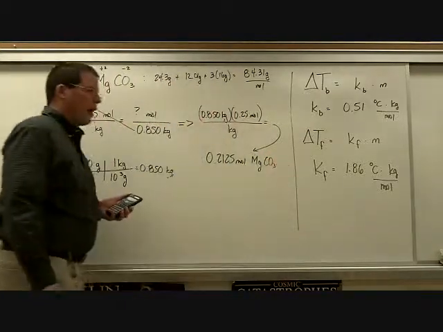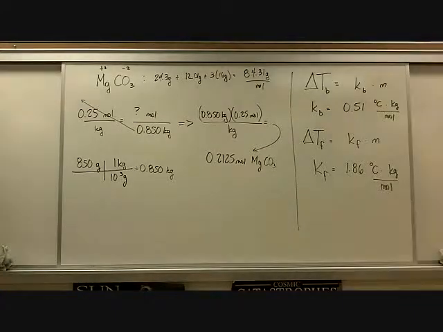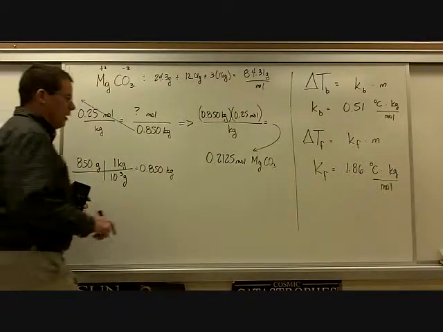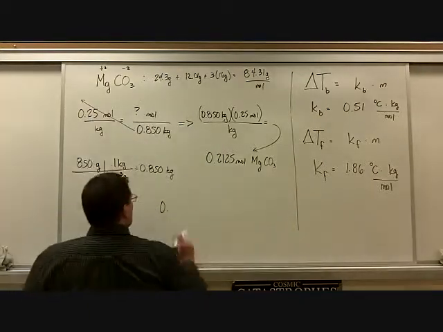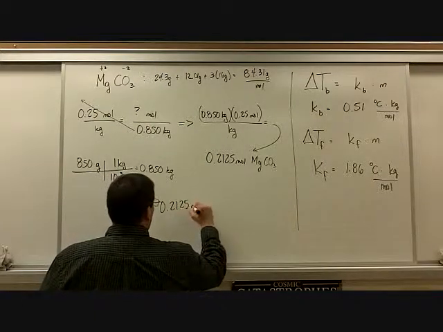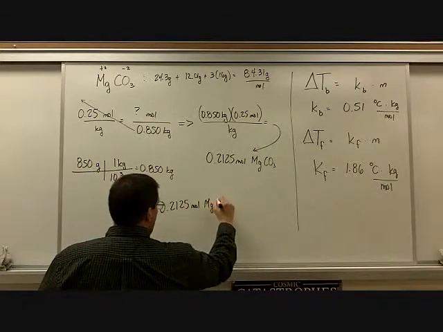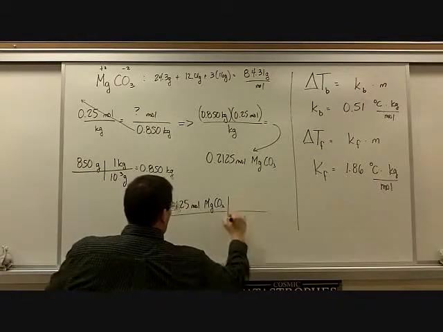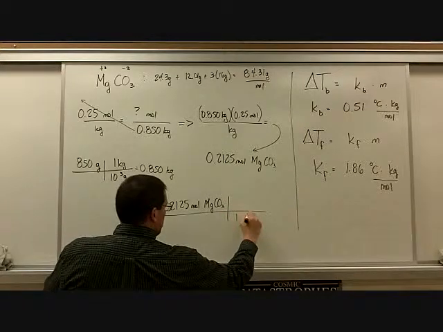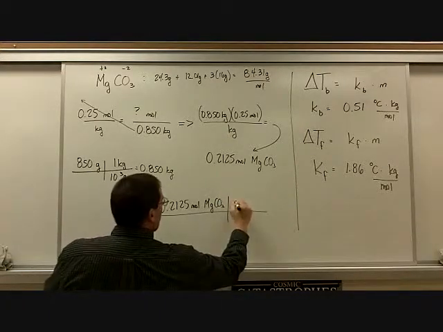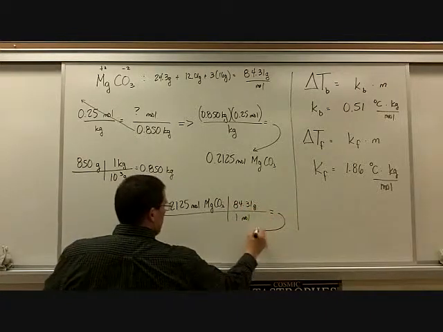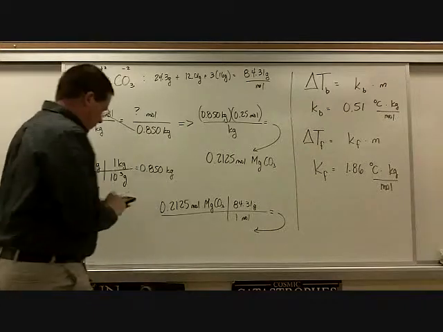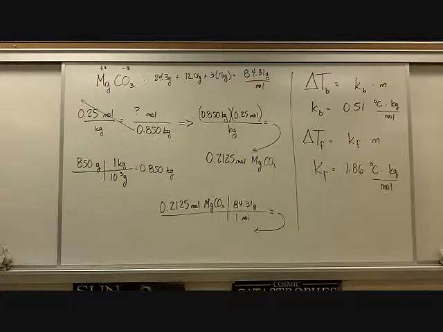And then to find grams, what do you do from there? Convert. Very good. So we'll take our 0.2125 moles of magnesium carbonate. It's a little bit of a tedious process here. Times 84.31 grams per mole. That's not too bad, I hope. So what is that, 17.9?